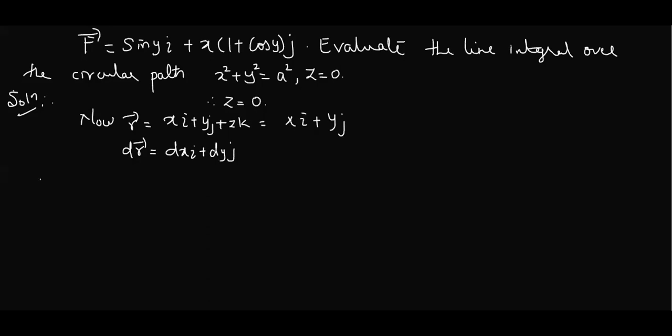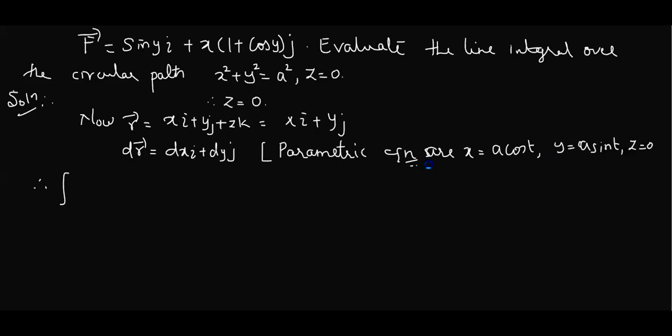So let us take the line integral directly. If you want, you can make a note here. Parametric equations, we are going to substitute a little later on: x equal to a cos t, y equal to a sin t, and z equal to 0, for the given circle. So tell me, what is the next step?